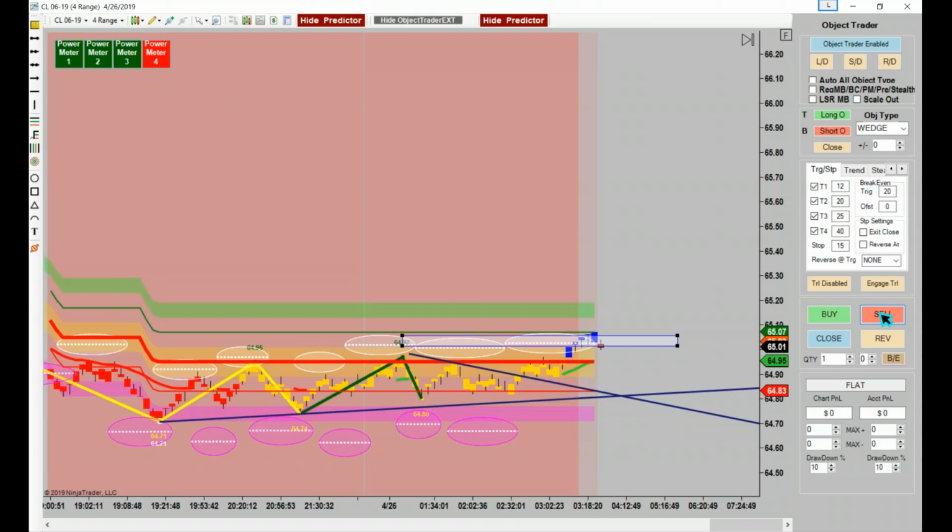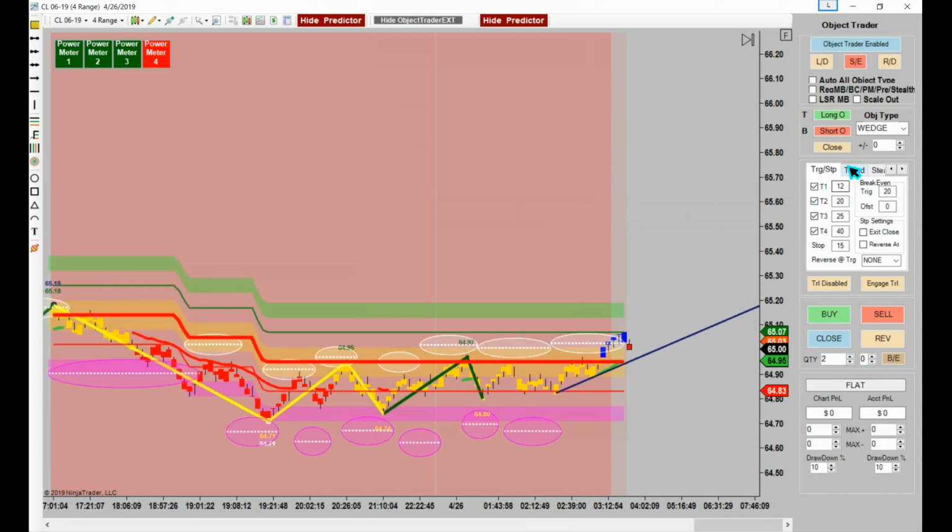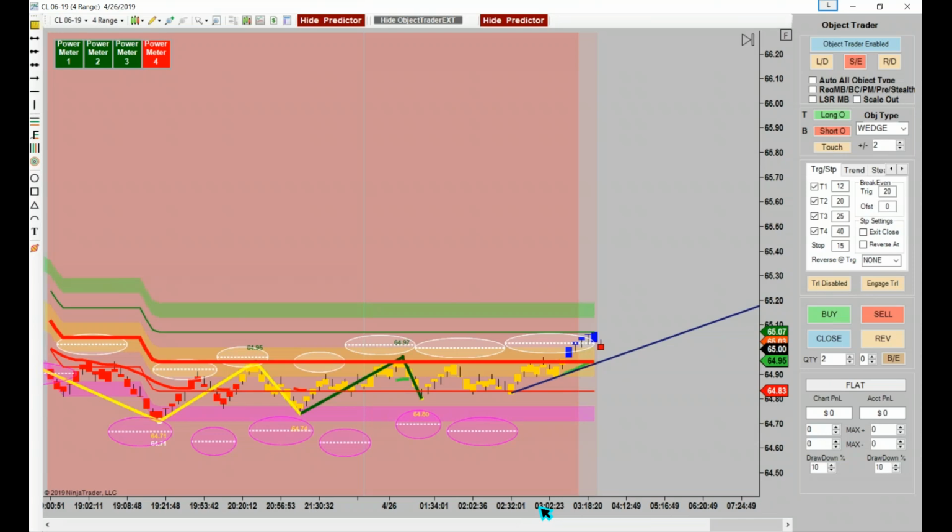Now keep in mind I could use my region too. By the way, you could also use your wedge tool, because you can clearly see the wedge is tighter now. See it? Thrust, retrace, thrust. So you could use your wedge tool. Let's use that instead. And we'll do touch plus 2. And if this somehow tightens up a little bit more, I'll tighten my wedge.